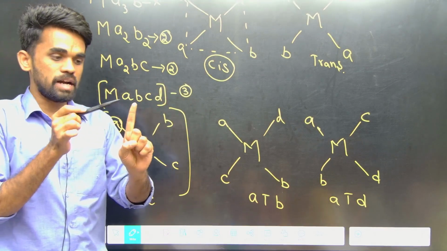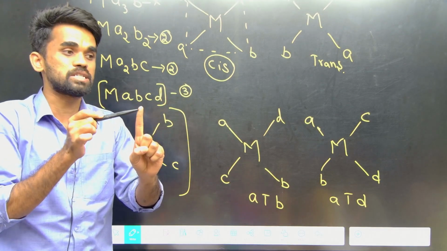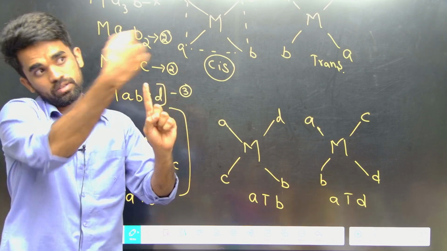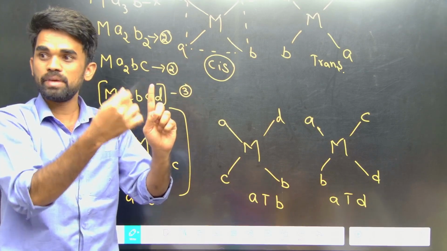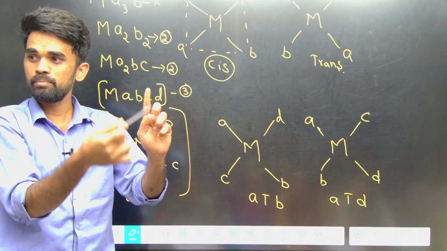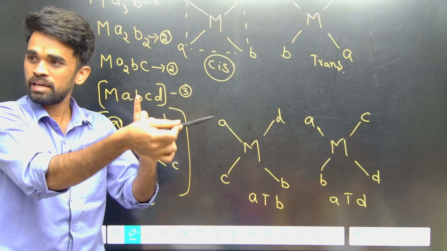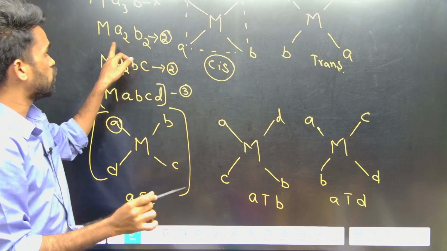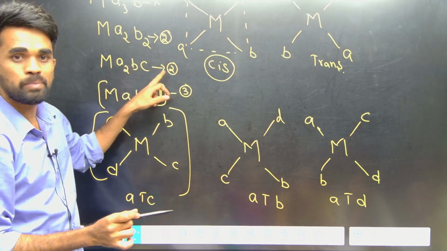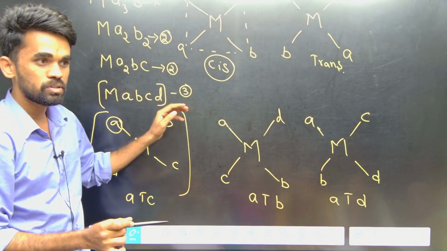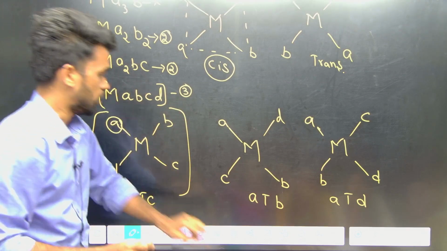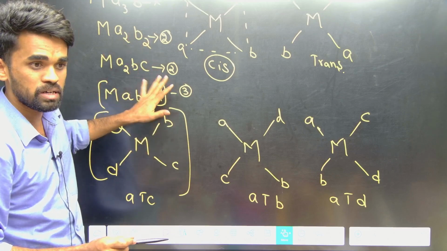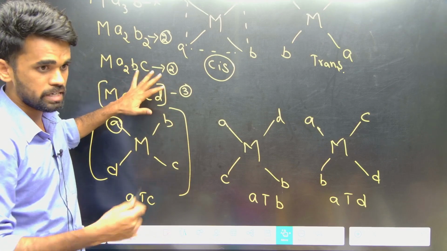First of all, in order to show geometrical isomerism, the complex must be square planar, with what type of ligands? Either Ma2B2, Ma2BC, or MABCD type. Is this clear? For Ma2B2, 2. Ma2BC type, 2. MABCD type, 3. Is this clear everyone? Okay, right, perfect. Now, till now, the discussion is over for which one? Square planar. Tetrahedral, not possible.